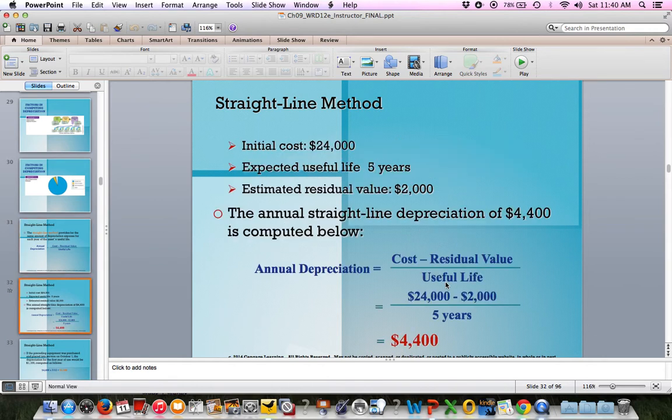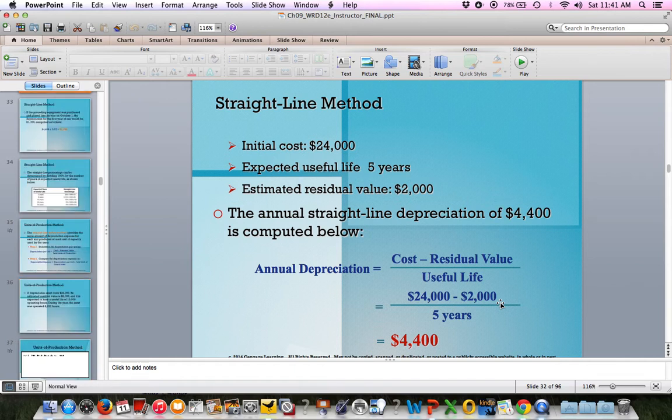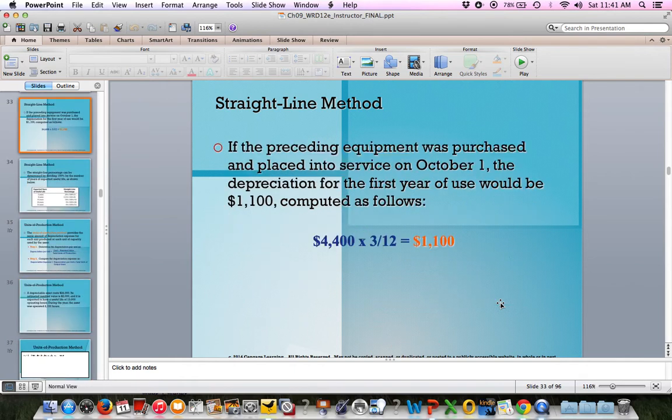So a very easy example here. I have an asset with a $24,000 cost, a useful life of 5 years. I expect a residual value of $2,000 when I'm done with it. And so it says 24,000 minus 2,000 is 22,000 divided by 5 years is 4,400 per year. So for the next 5 years, I'll record $4,400 worth of depreciation. It says the preceding equipment was purchased and placed into service on October 1. The depreciation for the first year, we'd prorate that. Basically, we're going to use it for 3 months of the first year. So let's just take that annual number of 4,400 and multiply it by 3 over 12.